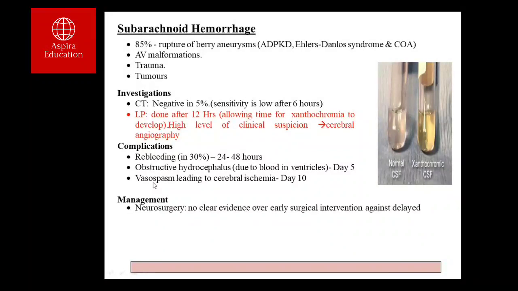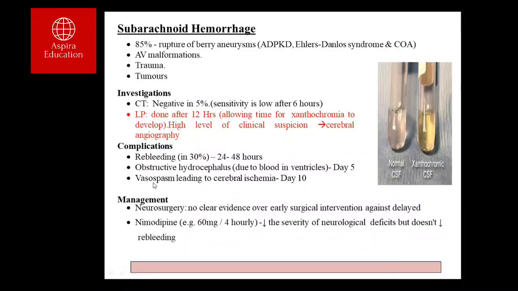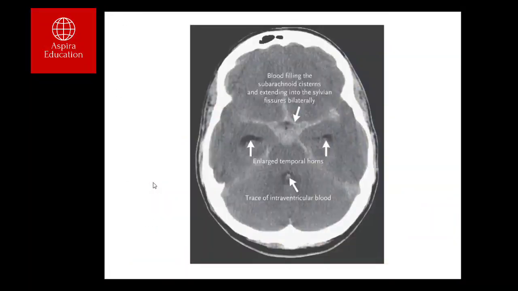How do you manage? Neurosurgery. There is no clear evidence favoring surgical intervention versus delayed. The drug which is commonly prescribed is nimodipine, 60 mg four hourly. It decreases the severity of the neurological deficit, but doesn't decrease the rate of rebleeding. Sometimes the ECG may show deep T wave inversions and prolonged QT interval. These are features of raised intracranial pressure. So that can be seen in the ECG.